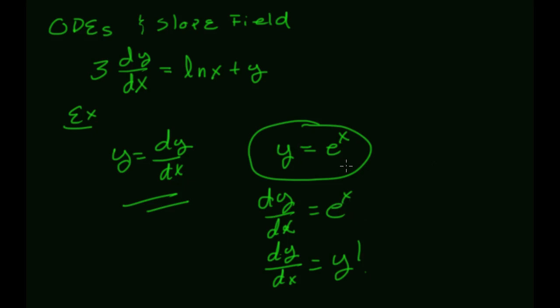But see, the problem here is the solution is not unique, right? Like I also could say y is e to the x plus 4. So this also, when you take the derivative with respect to x, is just e to the x. Oh, wait, nope, that's not true.